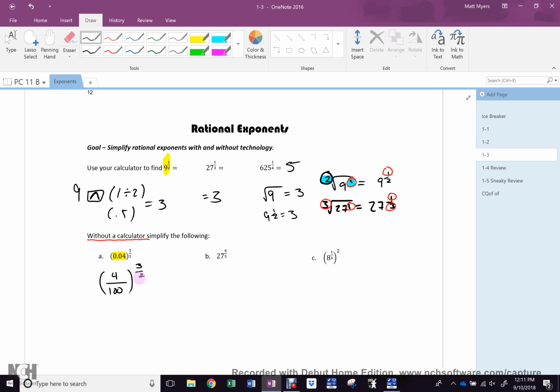Where does it need to go? Outside. So I'm looking for a square root. Now, when it was 9 to the 1/2, we had 9 under there. But now it's 4/100ths. So I put 4/100ths under there. And all of that is to what power? 3. What is the square root of 4? 2. What is the square root of 100? 10. And all of that is cubed. What is 2 cubed? 8. What is 10 cubed? 1,000.